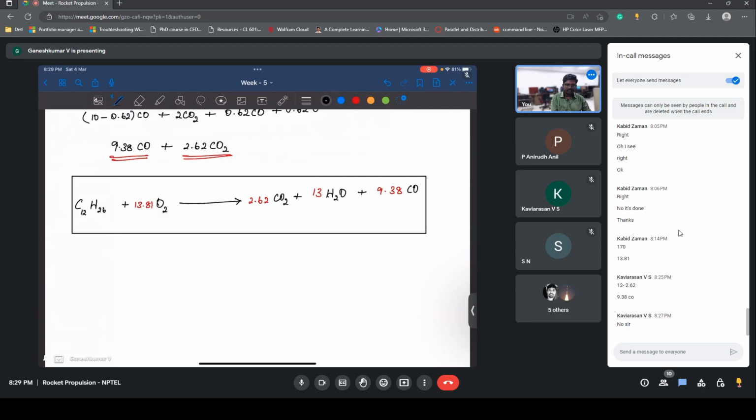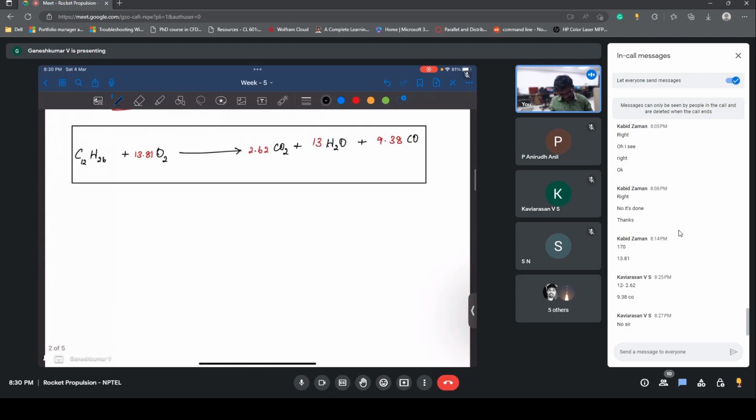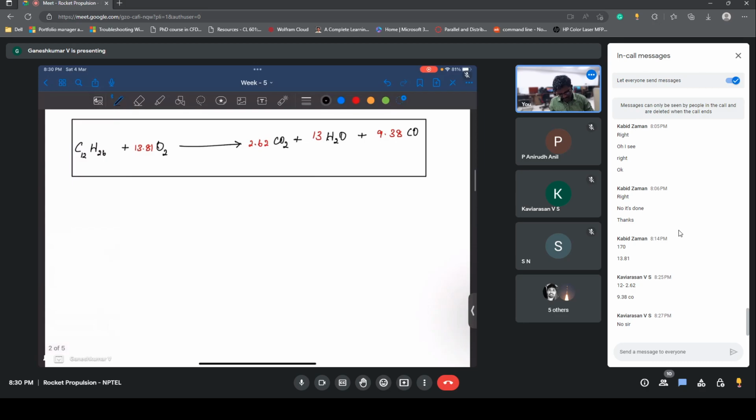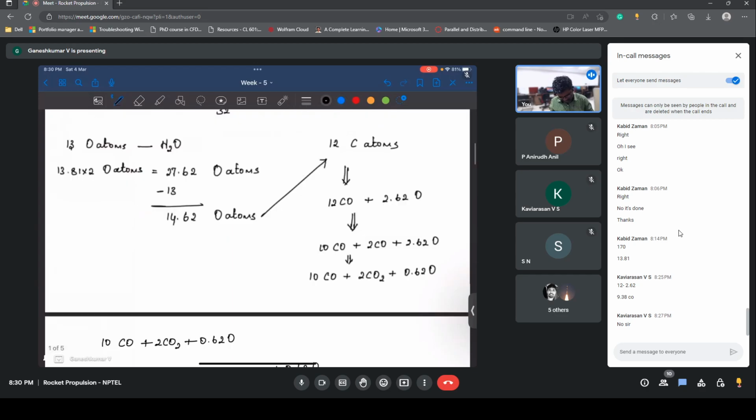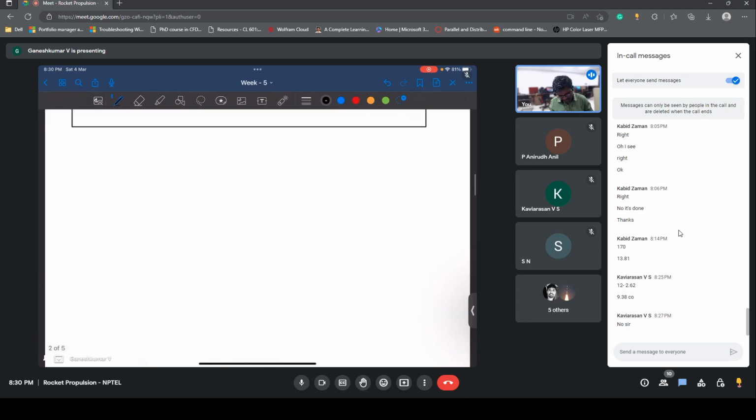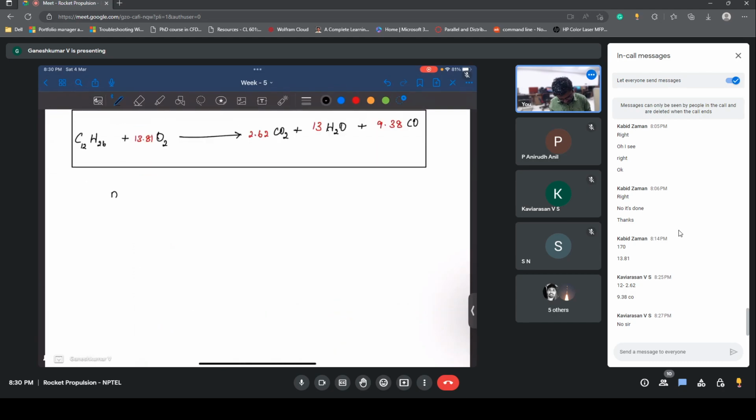So that's why we simplified it and gave it in the question: H2 gets reacted first, and then CO and CO2. Let's stick to this and solve this problem. The first question is solved, right? The moles of all product species have been solved. The moles of CO2 is 2.62, of H2O is 13, and the moles of CO is 9.38.